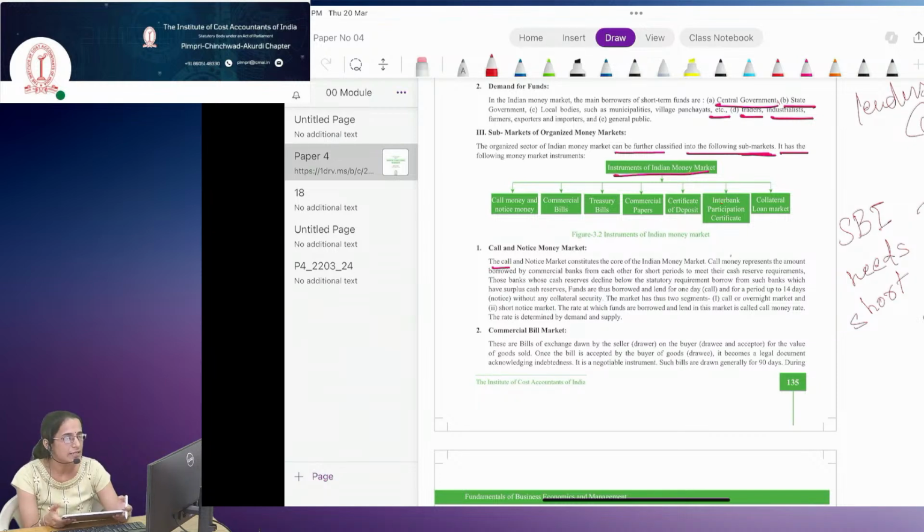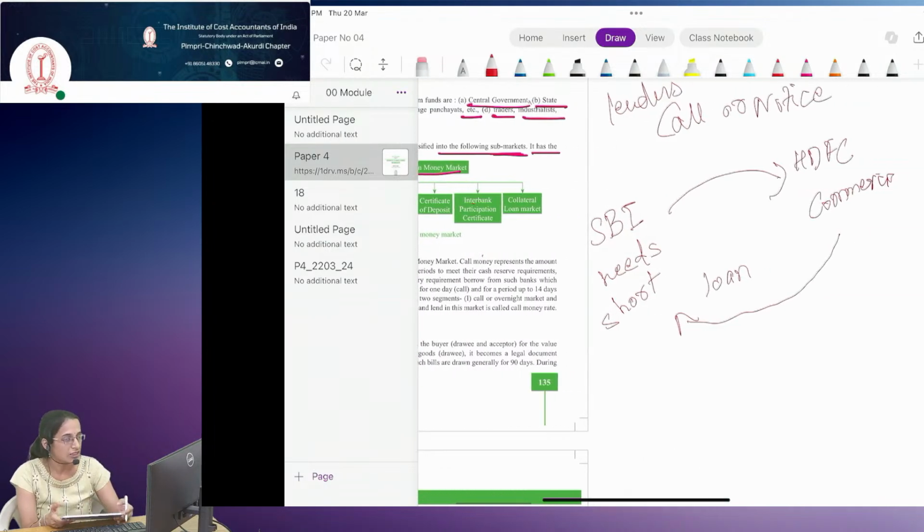And how is this rate determined? With the help of demand and supply factors. Demand and supply factors means what? In this case we saw HDFC Bank, many commercial banks are approaching this HDFC Bank. So the demand for call or notice money is high. But the amount available with the HDFC Bank to give to these commercial banks for a short period of time, that is call or notice, is less. So in this case, the rate will be high.